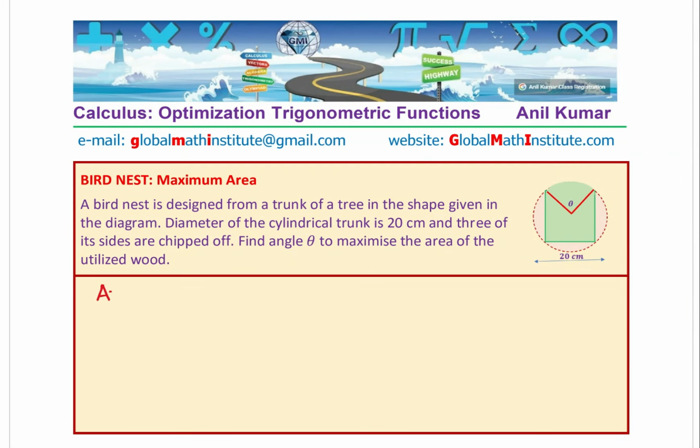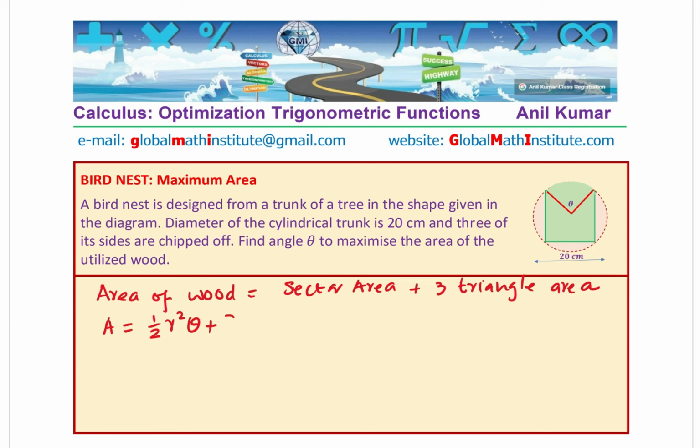the wood, which is sector area, plus 3 triangle area. So in this case, area function A can be written as the sector area being half r square theta plus 3 times area of the triangles, which is half of r square sine theta.